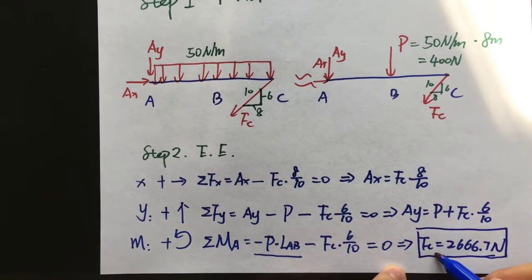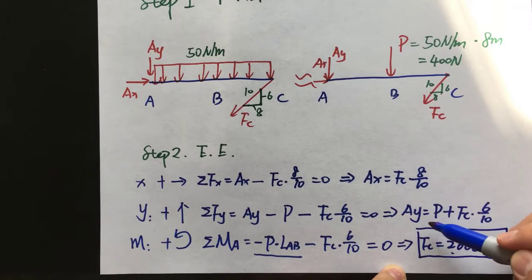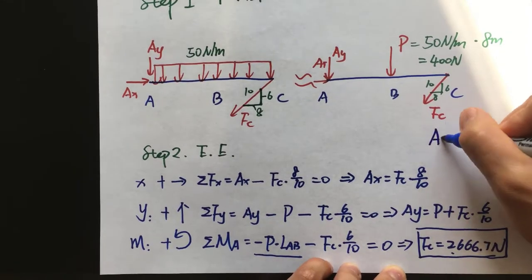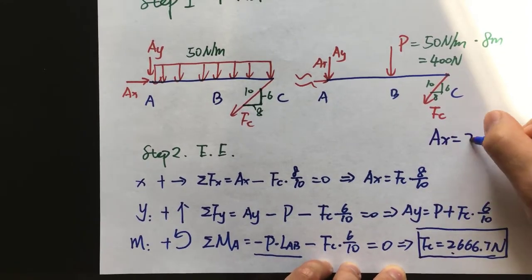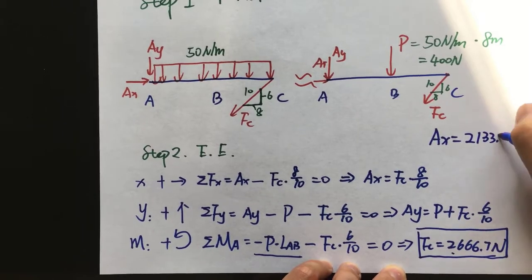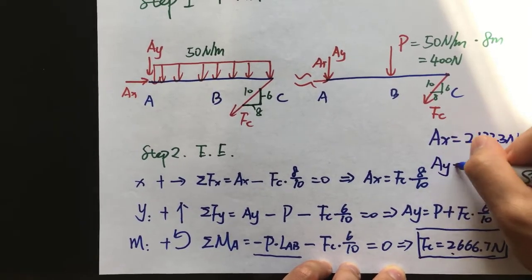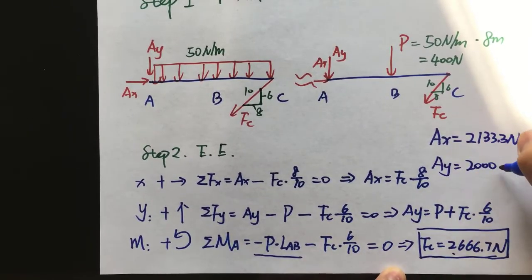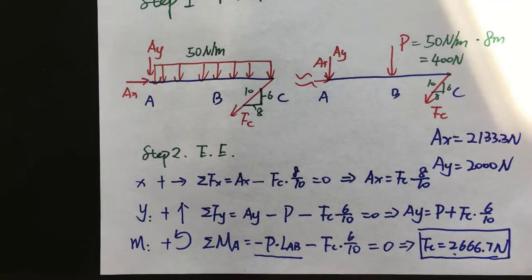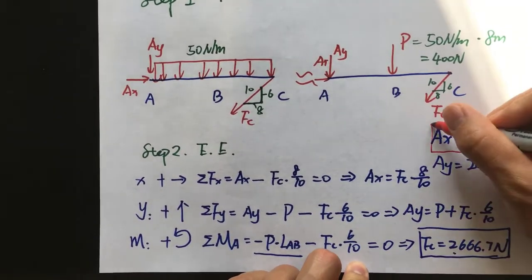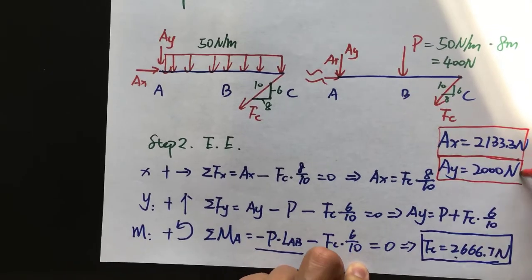With FC, if you plug FC back into AX and AY, you can also find out AX equals 2133.3 Newton, and AY equals 2000 Newton. At the end of the second step, we have already found all the support reactions at point A and point C.